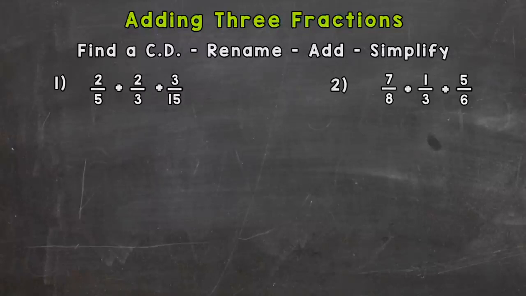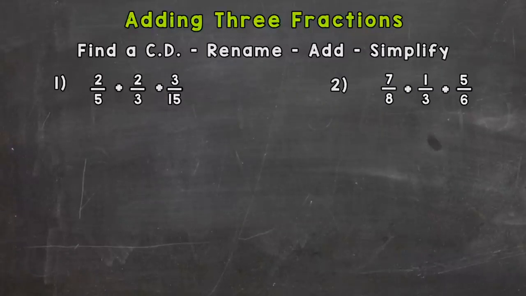So let's jump right into number one here, where we have 2/5 plus 2/3 plus 3/15. Now, if we have a common denominator, you can add right away. But here we have a 5, 3, and 15. So obviously we don't have the same number at the bottom of each of those fractions. So we need to find a common denominator. And the way you do that, we need to list the multiples of 5, 3, and 15 and find the least common multiple. And that's going to be our least common denominator.